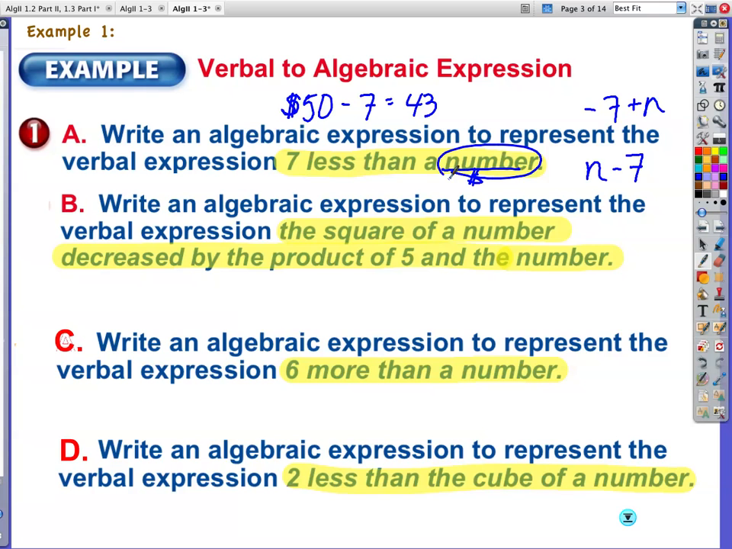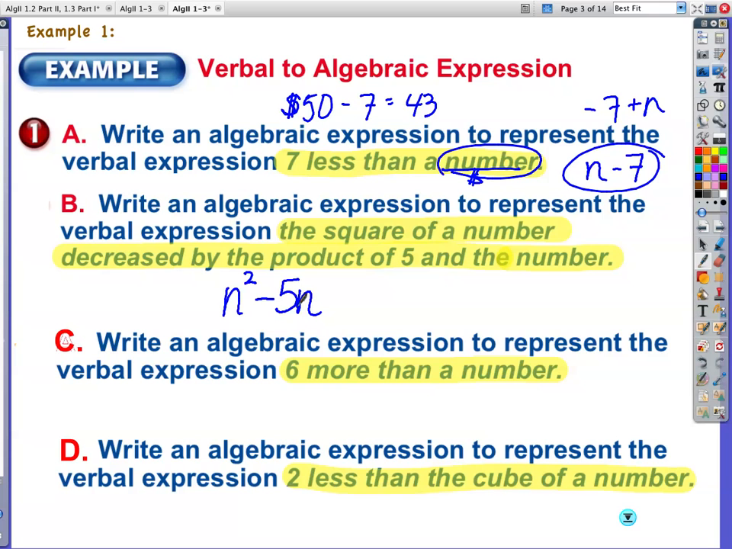Okay? Part B, write an algebraic expression. Remember, there's no equal sign. Like here, we have no equal sign. To represent the verbal expression, the square of a number decreased by the product of 5 and the number. Okay, the square of a number, I'm just going to go with n. And then it's decreased by. So that means you're taking away, if you're decreasing the amount of money in your pocket, somebody is subtracting that, right? Decreased by the product of 5 and the number. The product means multiply, so there's 5 times your number.